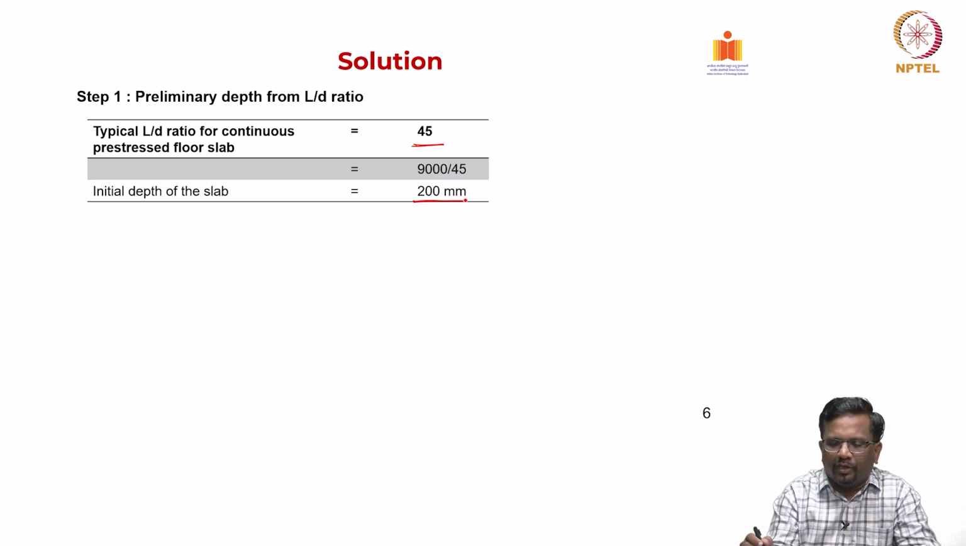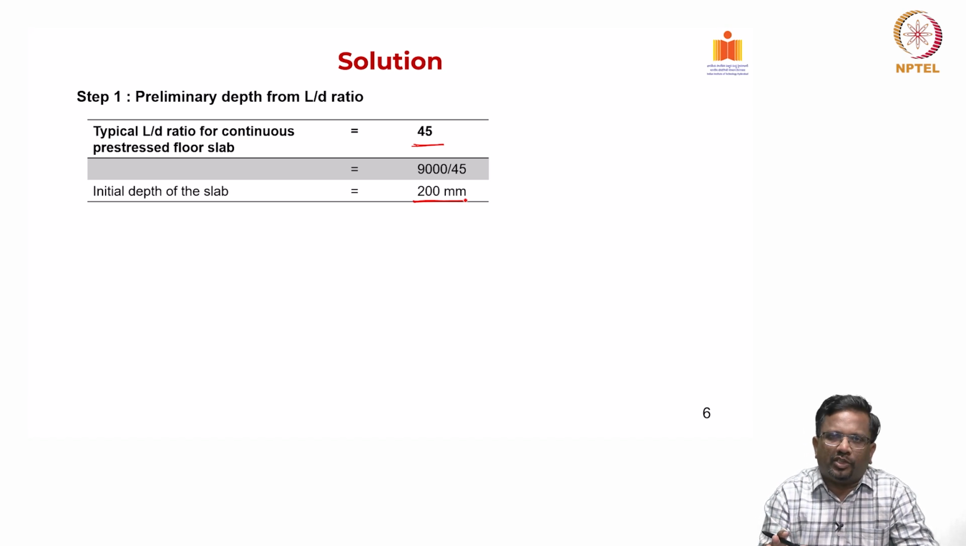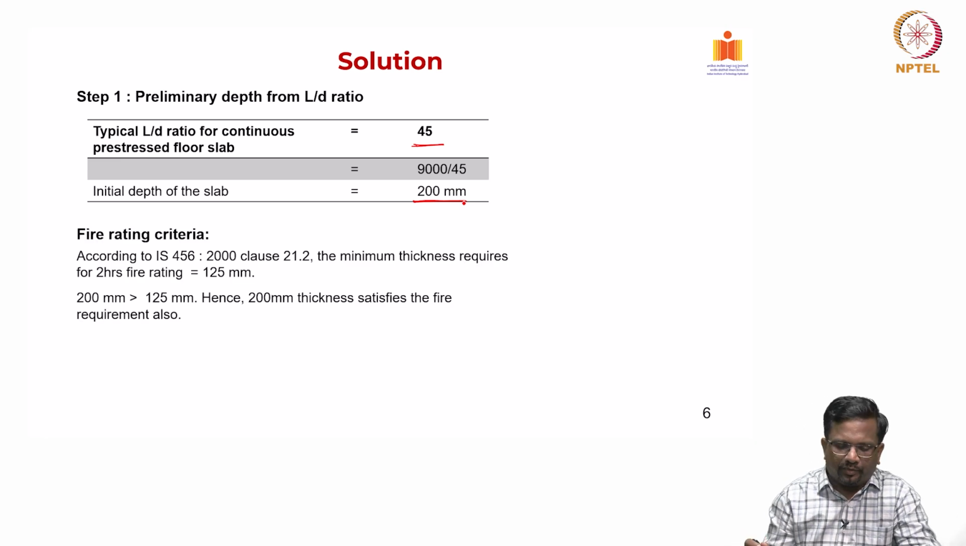So, this is actually 200 millimeters seems to be sufficient as per this, but again we know that it is a flat plate, we have to check for the punching shear as well, right. So, for initial estimate based on the L by D or L by H, we can take it as 200 millimeter.